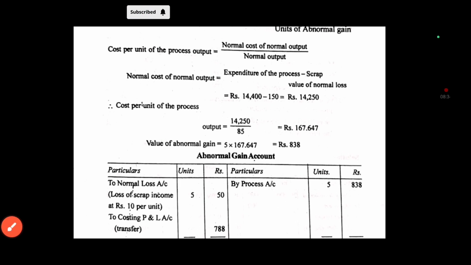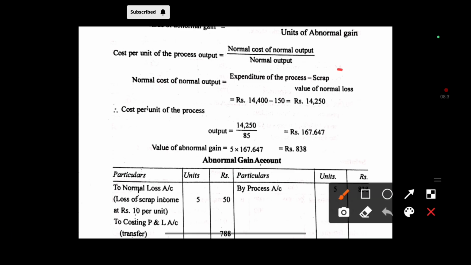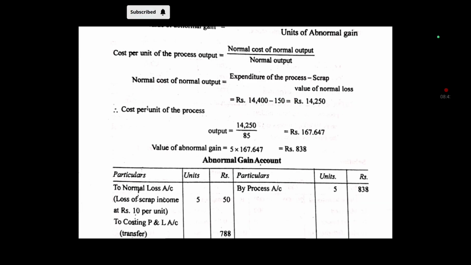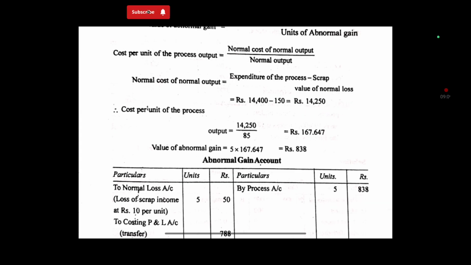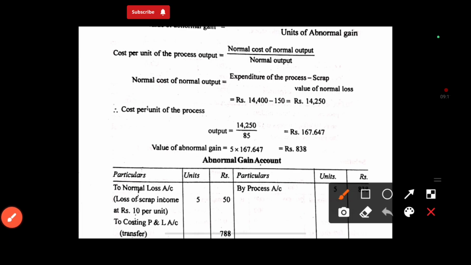Okay, so as per the format, the scrap value of the normal loss is 150 rupees entered. Now it is to be deducted. 14,400 minus 150, you will get 14,250. So we found the value of normal cost of the normal output. Expenditure of the process minus scrap value of the normal loss, finally we got 14,250. That is called the normal cost of the normal output, 14,250.